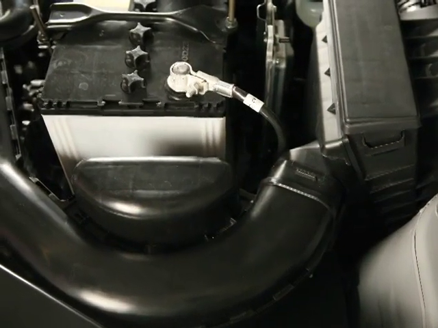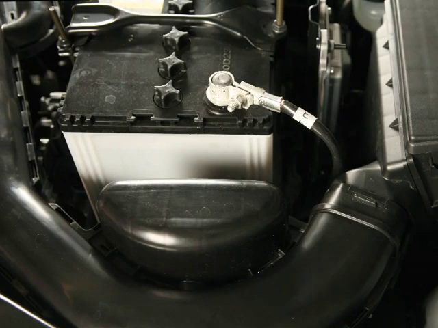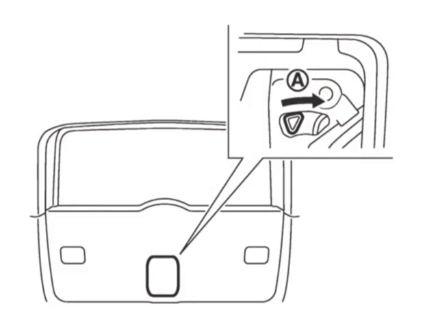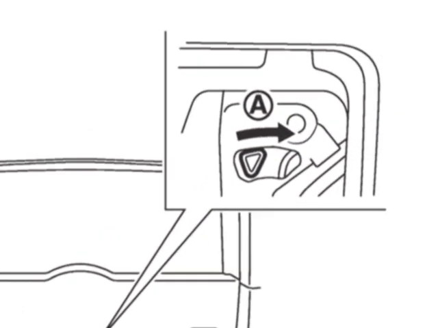If your battery is discharged and the lift gate cannot be locked or unlocked, remove this cover at the bottom of the lift gate and you'll see this lever. Move the lever to the right to open the lift gate.